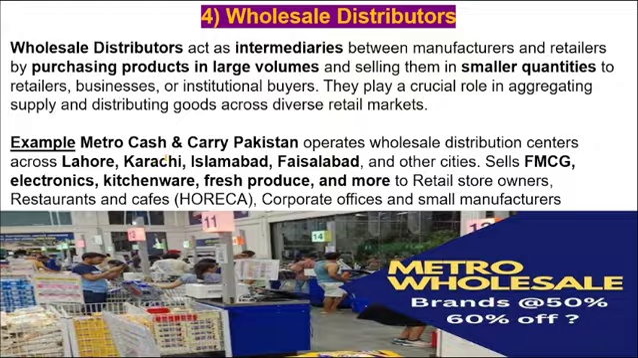Example: Metro Cash and Carry Pakistan operates wholesale distribution centers across Lahore, Karachi, Islamabad, Faisalabad, and other cities. It sells FMCG, electronics, kitchenware, fresh products, and more to retail stores, hotels, restaurants, cafes, which is known as the Horeca, corporate offices, and small manufacturers. So in wholesale, if you want to understand the business, Metro is the best example.